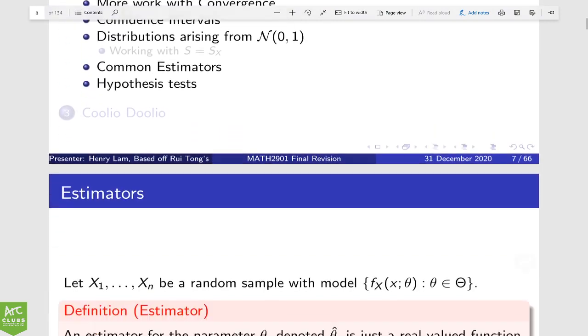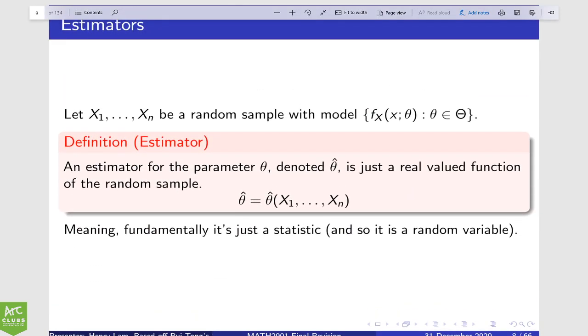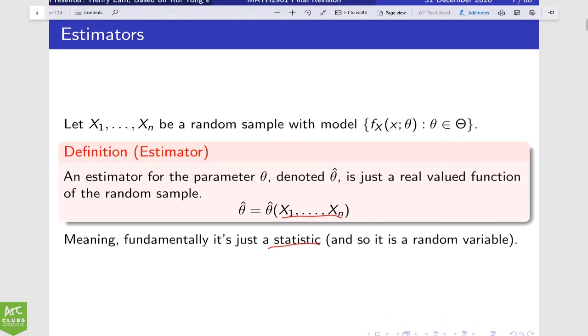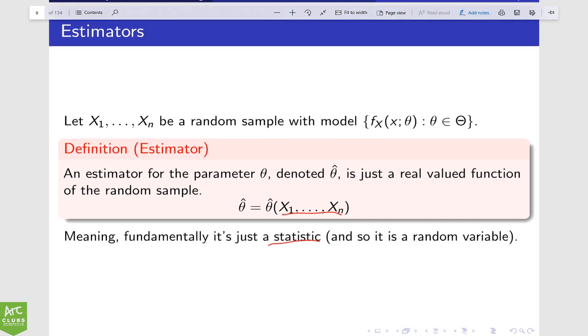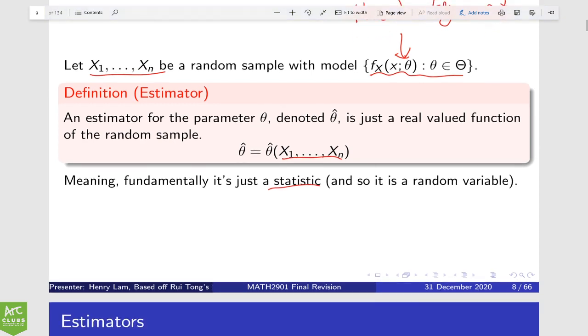Now we move on to estimators. An estimator really is just a statistic. It's just a function of the random variables that you observe or collect. And the whole idea of an estimator is that since we collect data, we assume it's from some sort of distribution, and we have to figure out what this is.